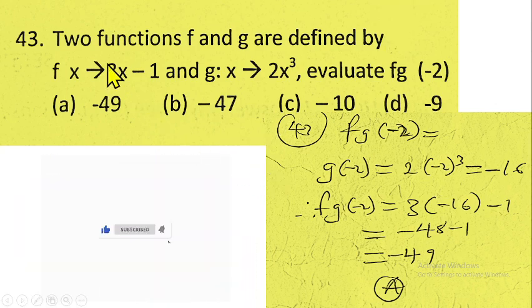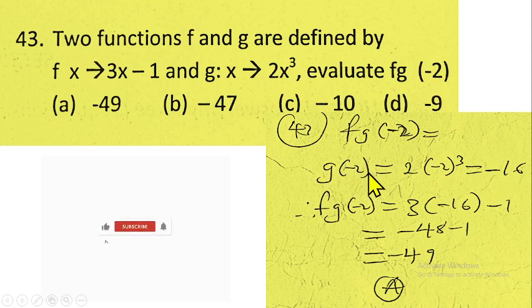Question number 43 is from functions. Two functions f and g are defined by f of x equals 3x minus 1, g of x equals 2x cubed. Evaluate f of g of minus 2. So from there, all you need to do is to get your g of minus 2 first.